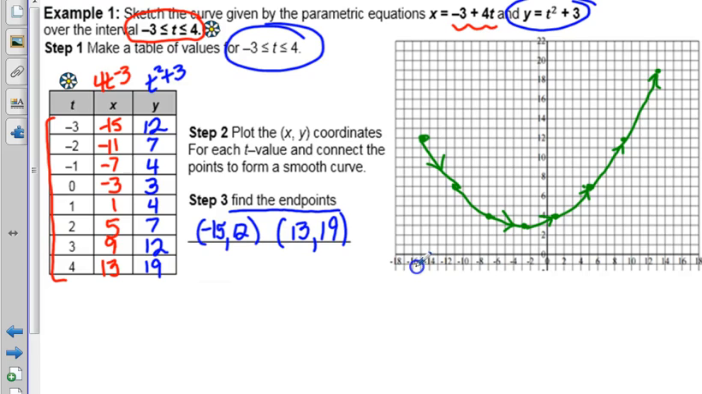All right, what we wound up with is a parabola. The next thing we're going to talk about is rewriting this into an equation of a parabola that's called eliminating the t. Any questions about how we got any of those values on that? Okay.